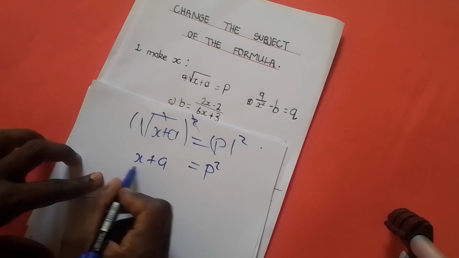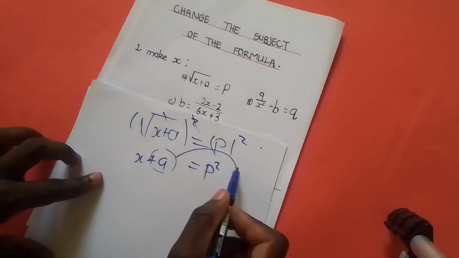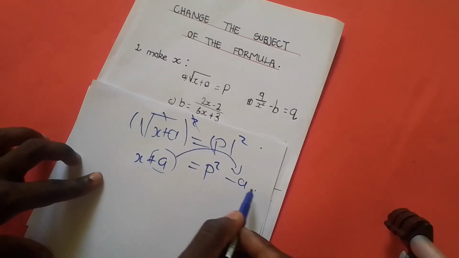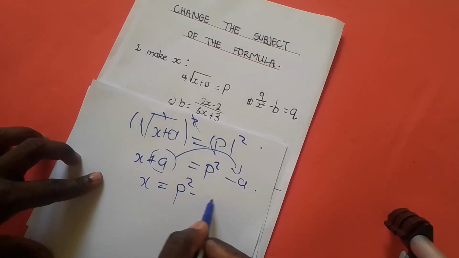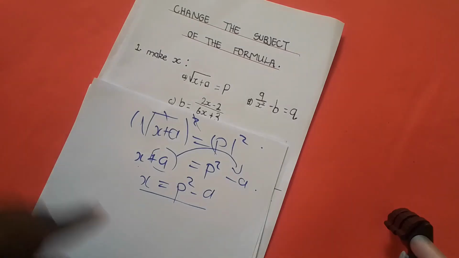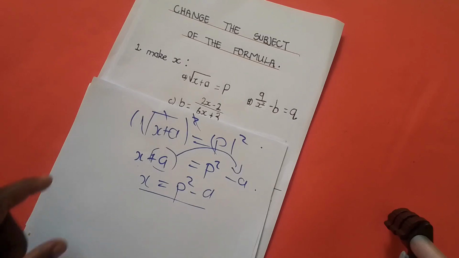So we want to make x the subject of the formula. Therefore, positive a will fly across the equal sign, becoming negative a. Therefore, x will be equal to p squared minus a. Therefore, x is now the subject of the formula, right? So moving on to question B.